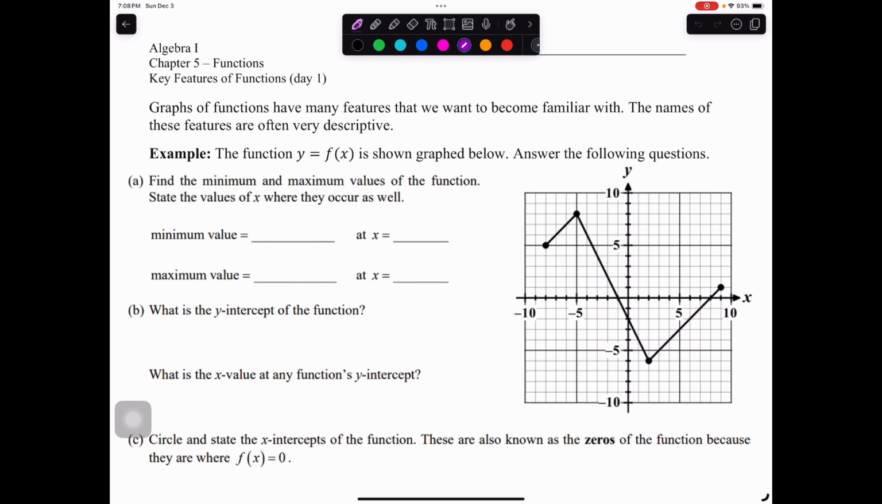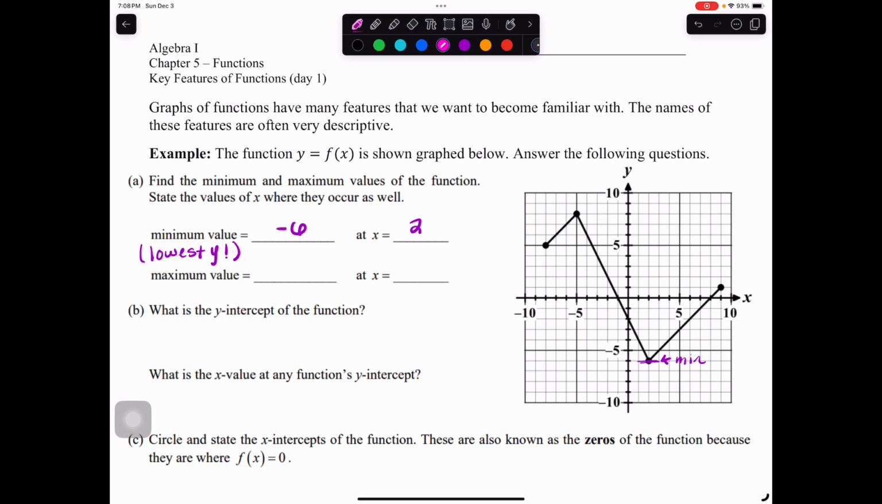First, we want to find the minimum and maximum values of the function. State the values of x where they occur as well. So minimum value, minimum means lowest. So here we're looking for the lowest y. When I look at the graph, I'm looking for the lowest y value, which is here. This would be my minimum. So the minimum value, the lowest y, is -6. That's occurring at x equals 2.